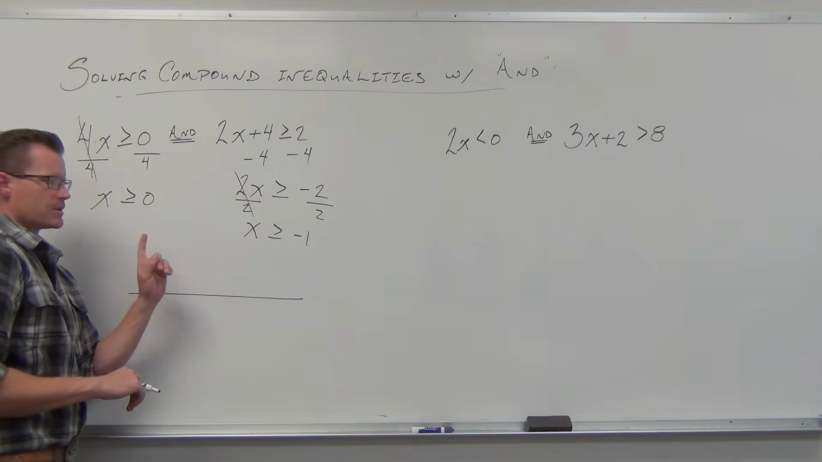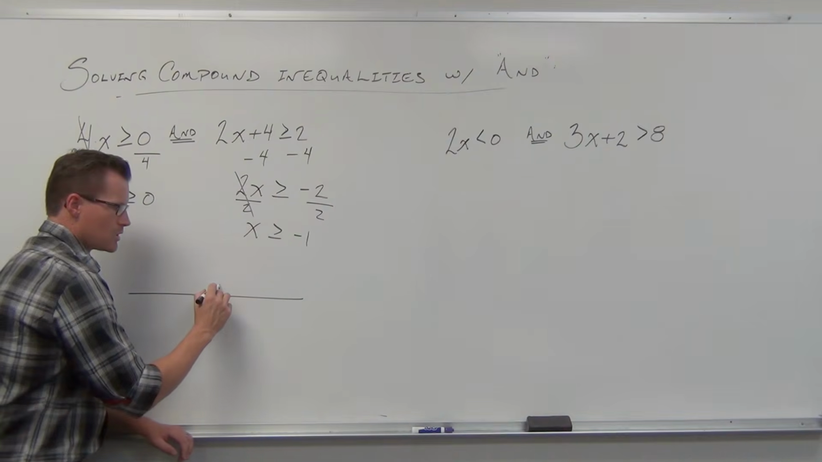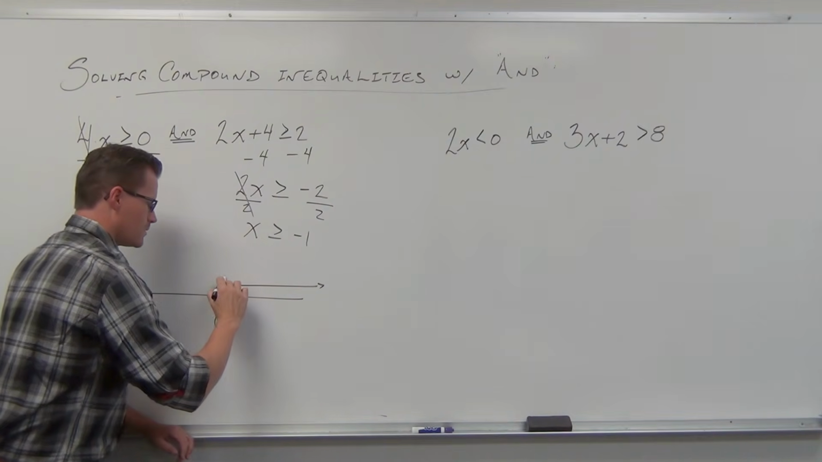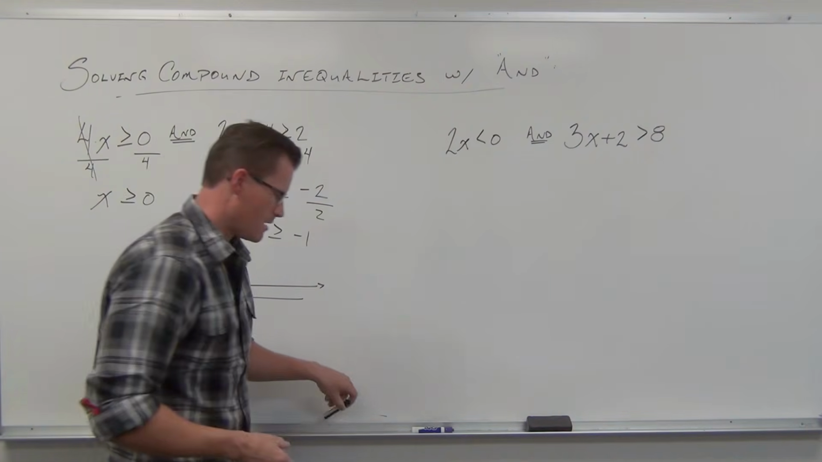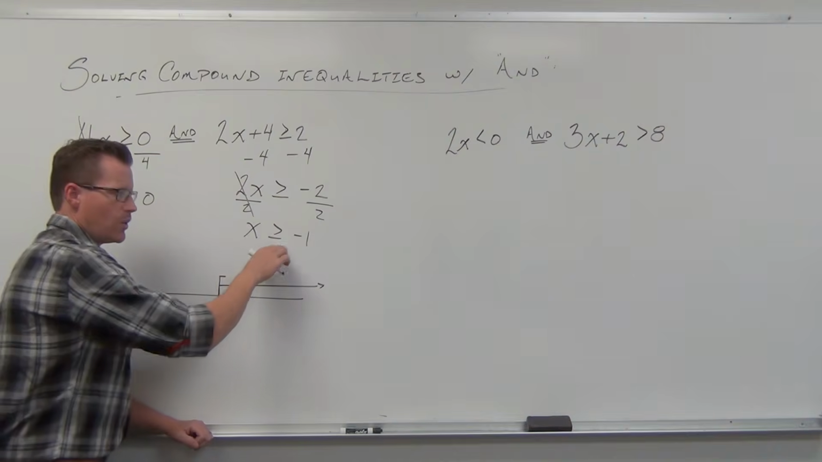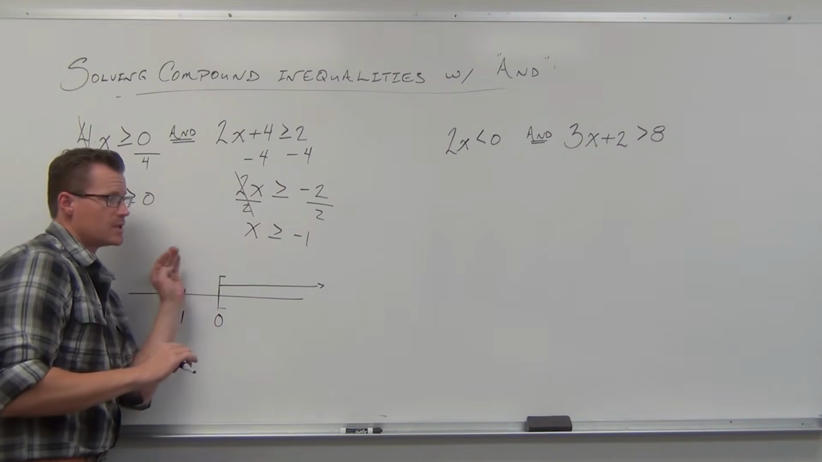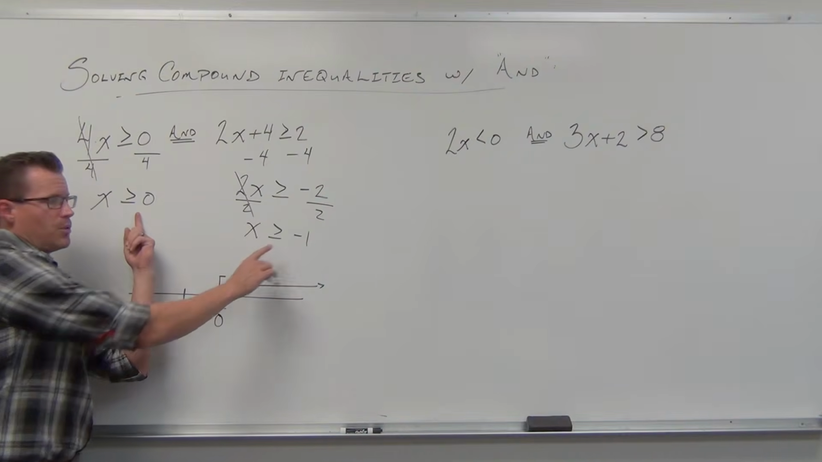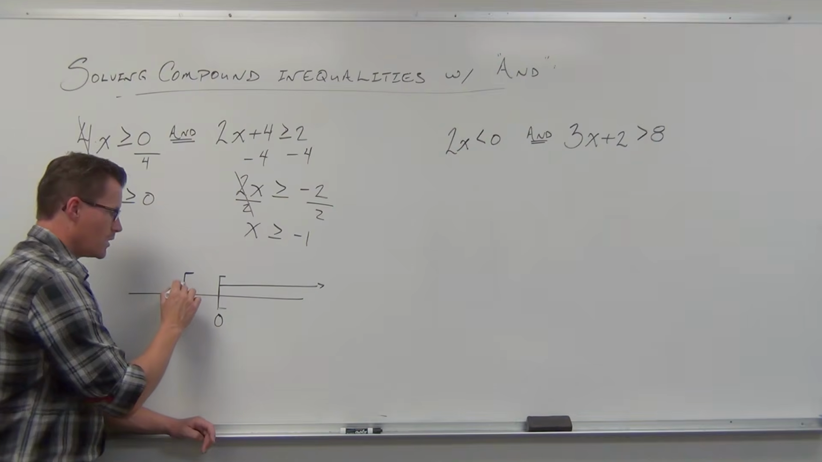I'm going to start with 0. This says I want numbers larger than 0 and including the 0. No problem. You're used to that. Now I'm going to look for -1. And -1's over here. I want numbers larger than -1. That's also pointing to the right. I also want them including -1.